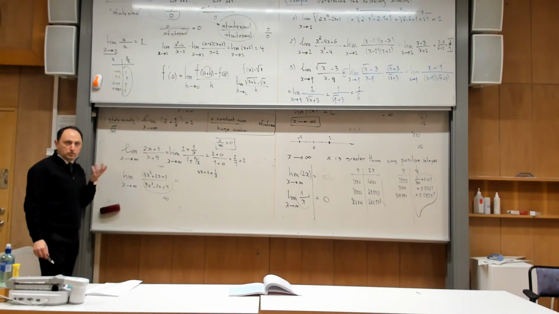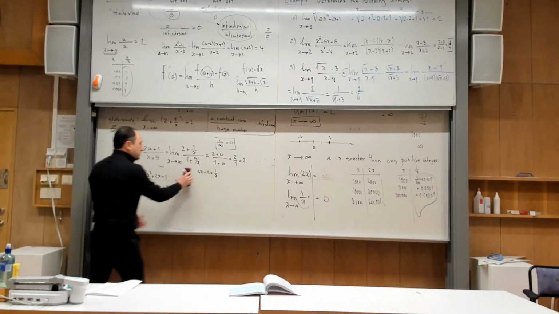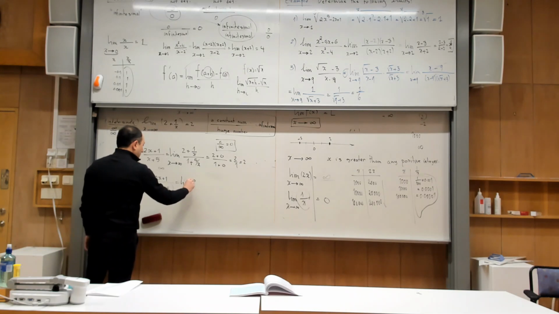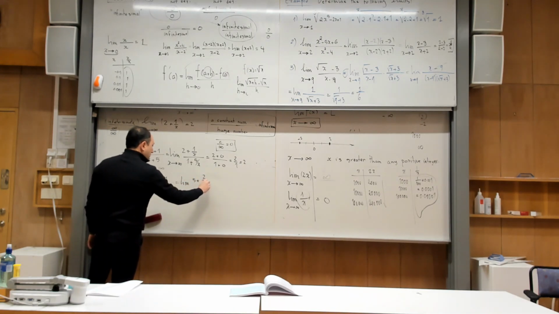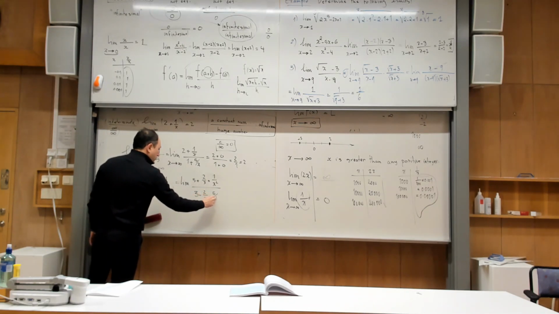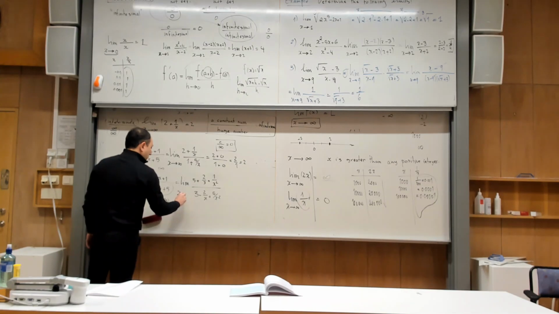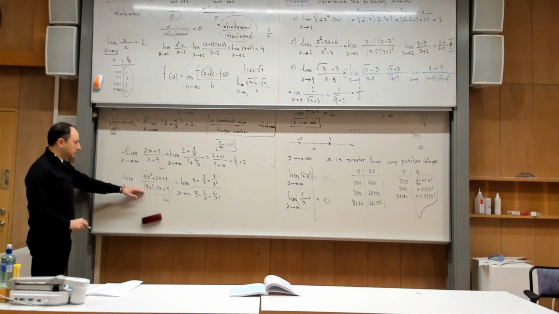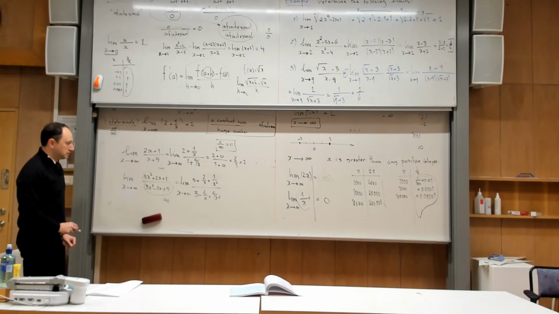x squared. If I divide by x squared, this becomes the limit of 5 plus 2 over x plus 1 over x squared, and then this becomes 3 minus 2 over x plus 5 over x squared. Let me give you time. Do you understand what's going on? I divided the numerator and the denominator by x squared. Agree?